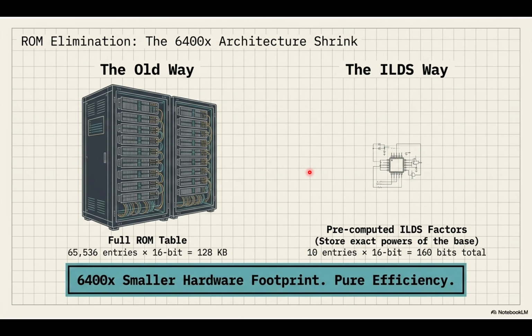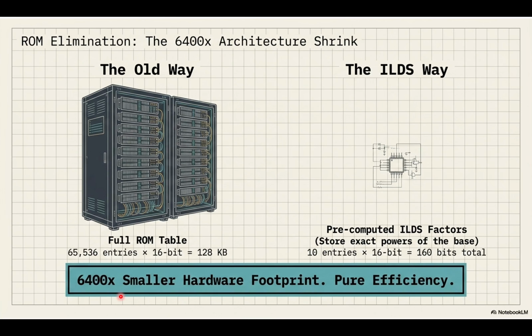Instead of a full ROM, the design only stores the integer low discrepancy sequence factors, the ILDS factors. The hardware literally just stores 10 exact powers of the base. Those 10 values take up exactly 160 bits. 160 bits. So instead of 128 kilobytes, we're down to 160 bits. That's 6,400 times smaller. Exactly. It's wild.